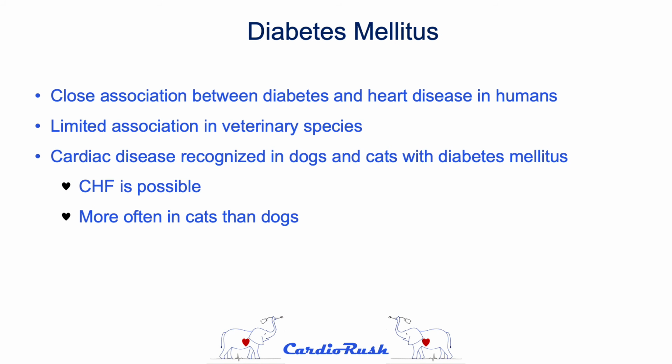Diabetes mellitus has a close association between diabetes and the development of heart disease or heart failure in people. The association is less clear-cut and probably a little more limited in veterinary species. But cardiac disease is recognized in both dogs and cats with diabetes mellitus, and congestive heart failure is possible. And I think we see many more cats who have diabetes mellitus who eventually get a form of cardiomyopathy than dogs.